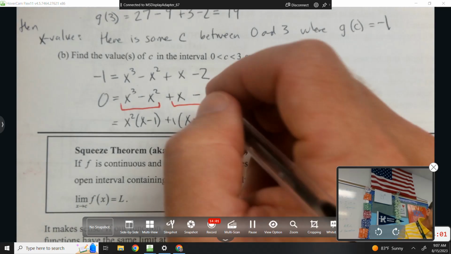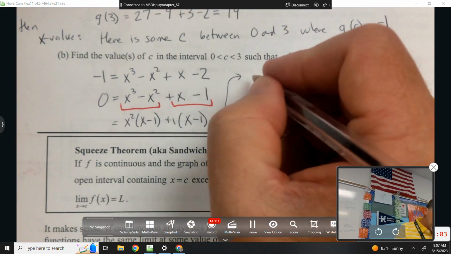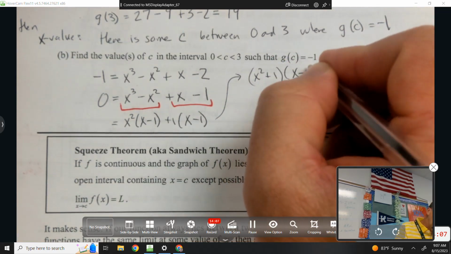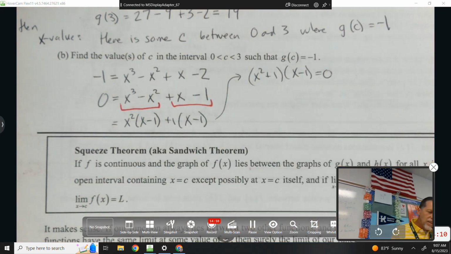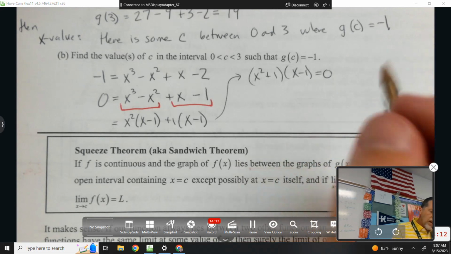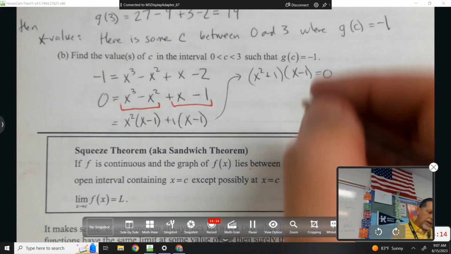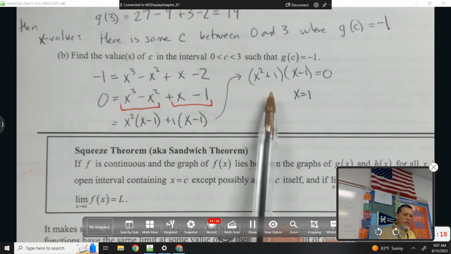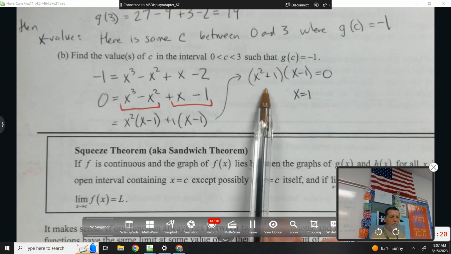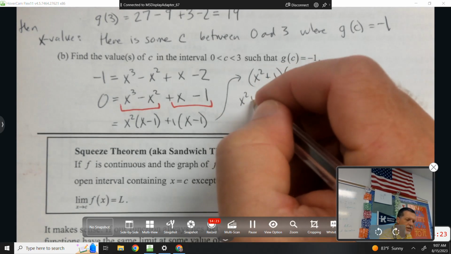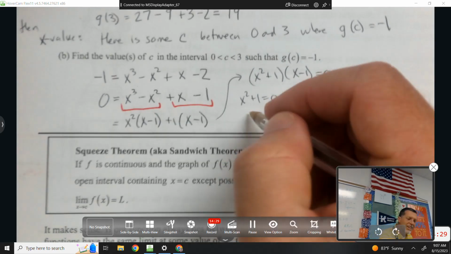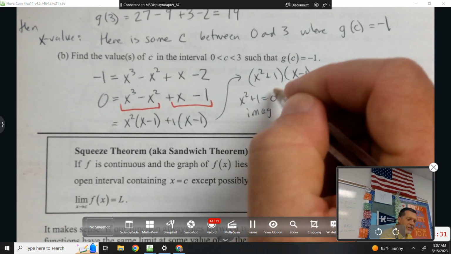I think I did this problem wrong last period. Glad I recorded it this period rather than last period. So x equals 1. That's one answer. About x squared plus 1 equals 0. What does that lead to? Square root of -1. So that's imaginary. We're not worried about that one.